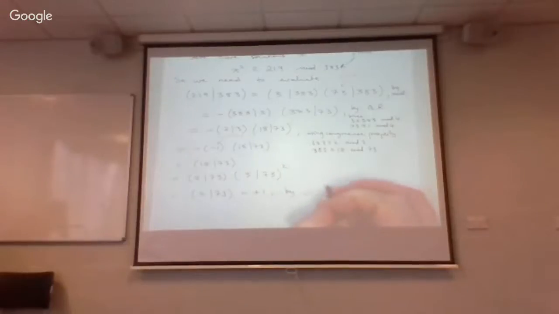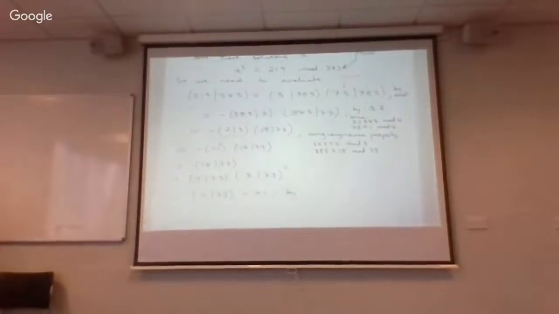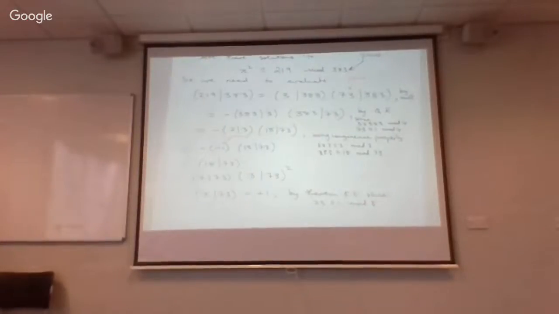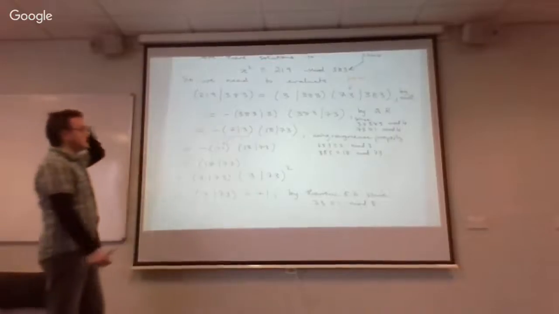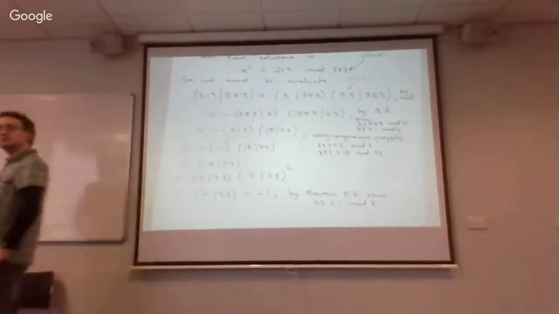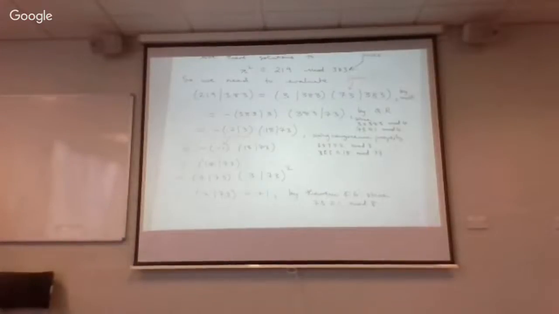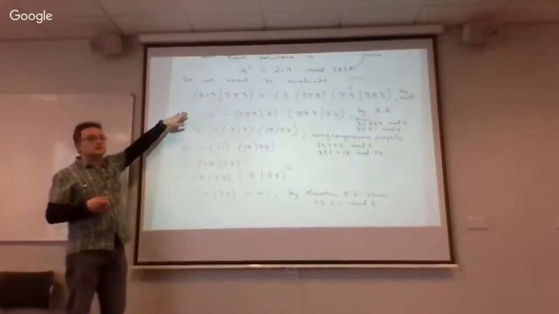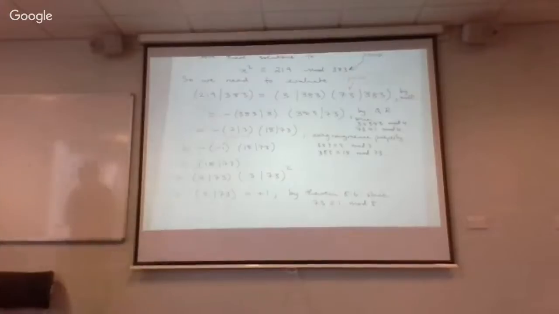So this is theorem, what was that? Theorem 8.6. Since 73 is congruent to 1 modulo 8, we get the answer plus 1. So 219 is a quadratic residue modulo 383, so it has square roots. There are a couple of square roots floating around there. I'm no wiser as to what they are at the moment, but I know that they are.